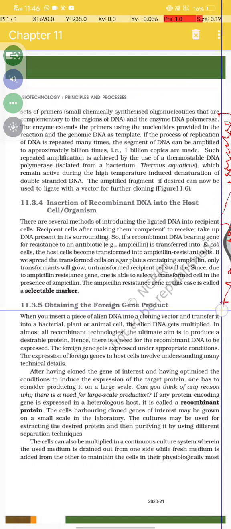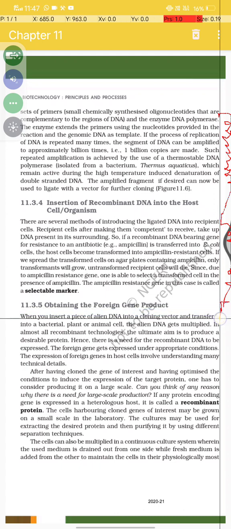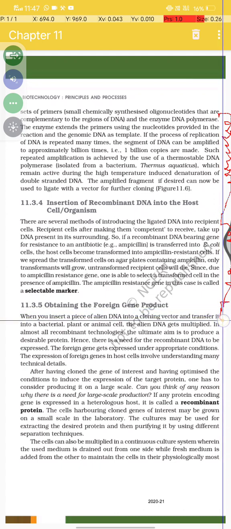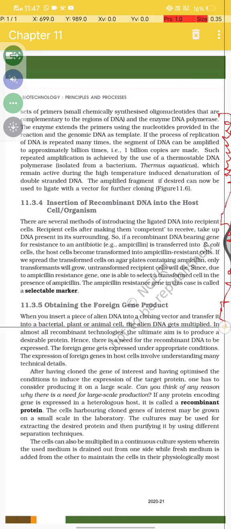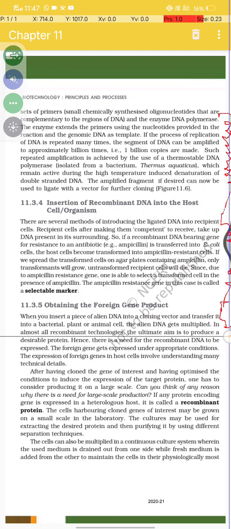11.3.5 Obtaining the foreign gene product. When you insert a piece of alien DNA into a cloning vector and transfer it into a plant or animal cell, the alien DNA gets multiplied. Almost all recombinant techniques ultimately aim to produce a desirable protein. Hence there is a need for the recombinant DNA to be expressed. The foreign gene gets expressed under appropriate conditions. The expression of foreign genes in the host involved understanding many technical details.